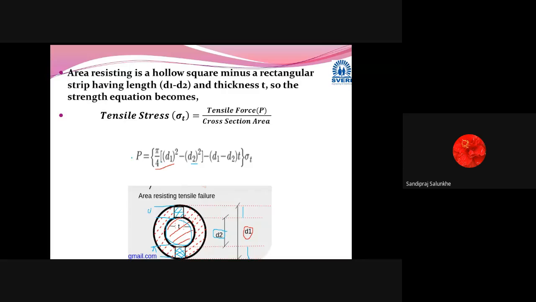Now we can consider that this total is the area which is going to sustain the tensile force. This area is resisting the applied force and is not allowing the force to yield the material. And if this area is not sufficient to sustain this load, then definitely yielding will start. So if you want to calculate this P, then it is this total area multiplied by tensile stress. Here the tensile stress is the allowable tensile stress.